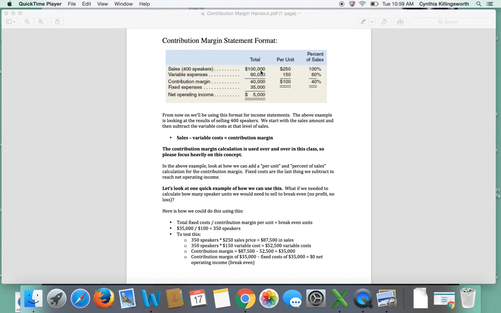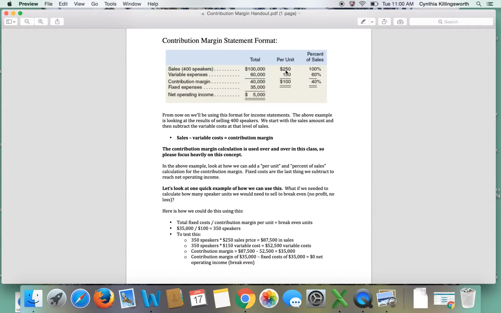Let's look at this example where we're selling speakers, and we're selling 400 speakers, and the sales price per unit of the speaker is $250. So the total sales is $100,000 for 400 times 250. The next thing that we do in this formatted statement is we subtract variable expenses. So the variable expenses are $150 per unit, and at 400 speakers that would total $60,000.